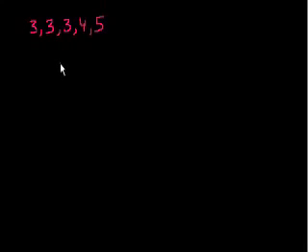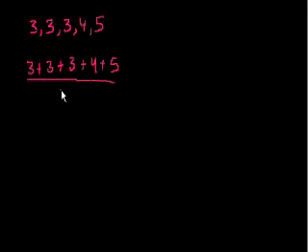And if we wanted the population mean here, we would just add all the numbers up. We would say 3 plus 3 plus 3 plus 4 plus 5. And then we would divide that sum by the number of numbers we have. Right? We would divide that by 5. This would be 9 plus 9. It would be 18 over 5, which would be 3 and 3/5, which is 3.6. That is the population mean for this population of numbers.